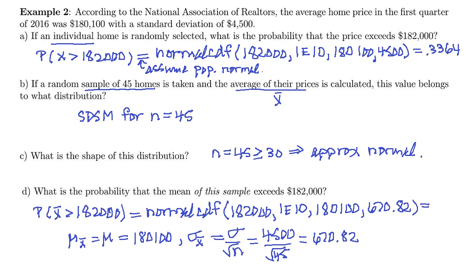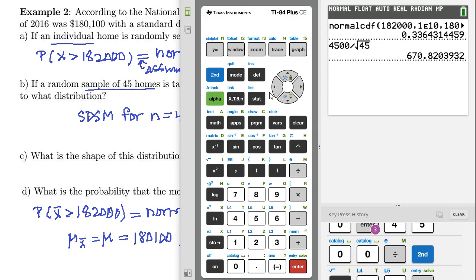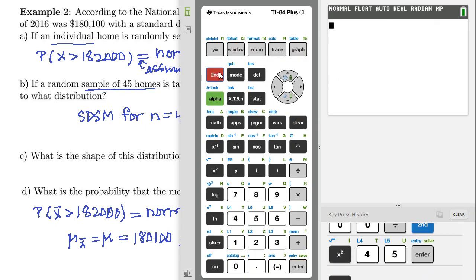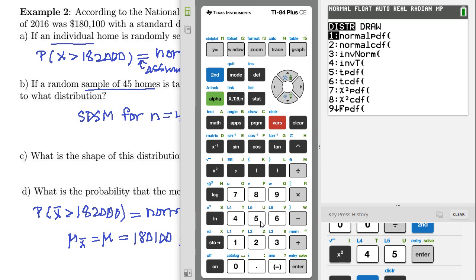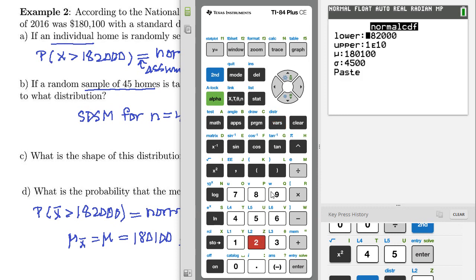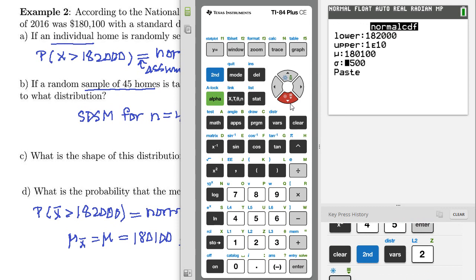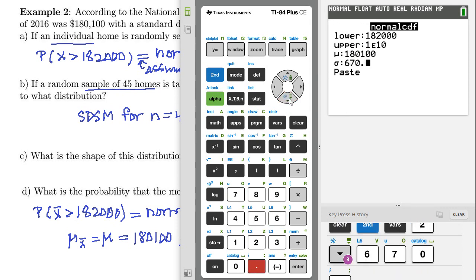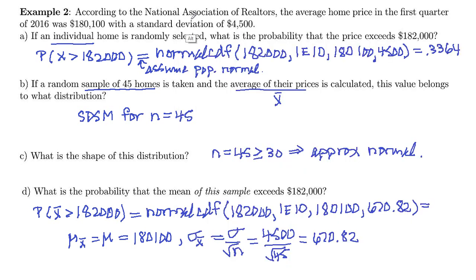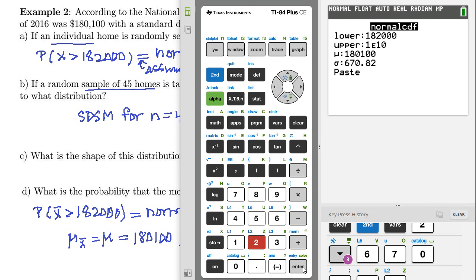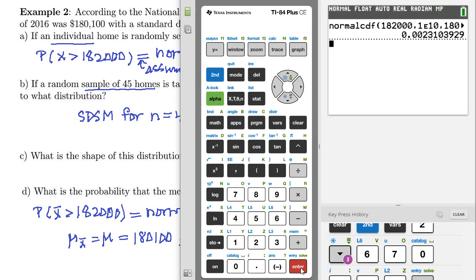So let's go ahead and compute that. This will be second variables, number 2 for normal CDF. Lower and upper are the same. Mean is the same. But now our standard deviation, 670.82, correct? Yes, 670.82. Paste it, enter. 0.0023.